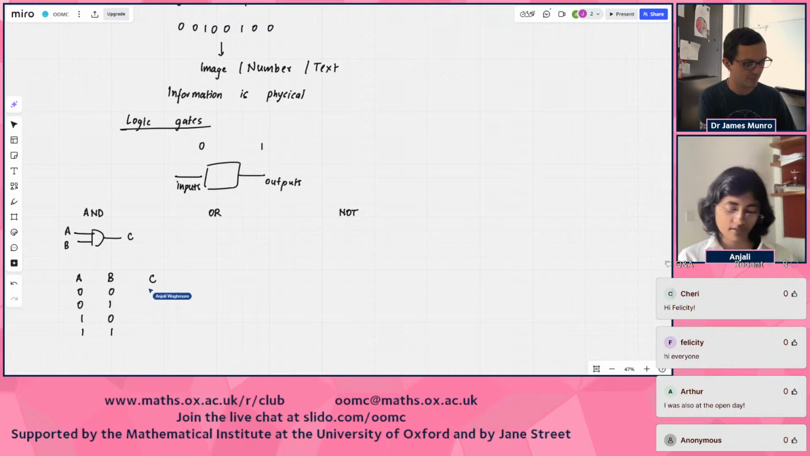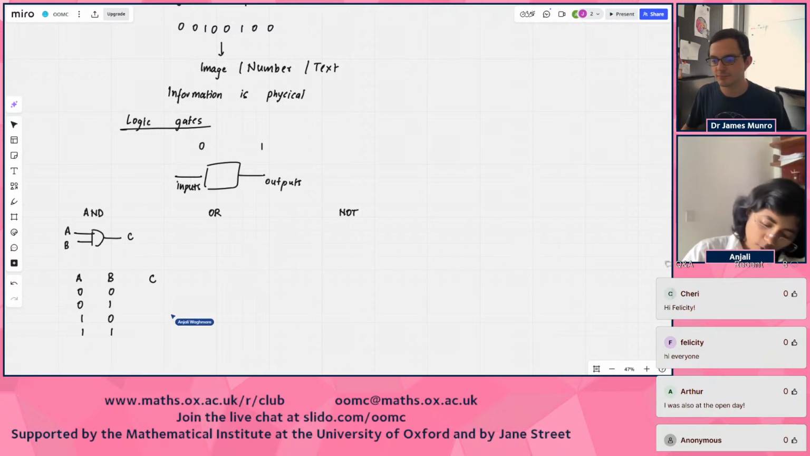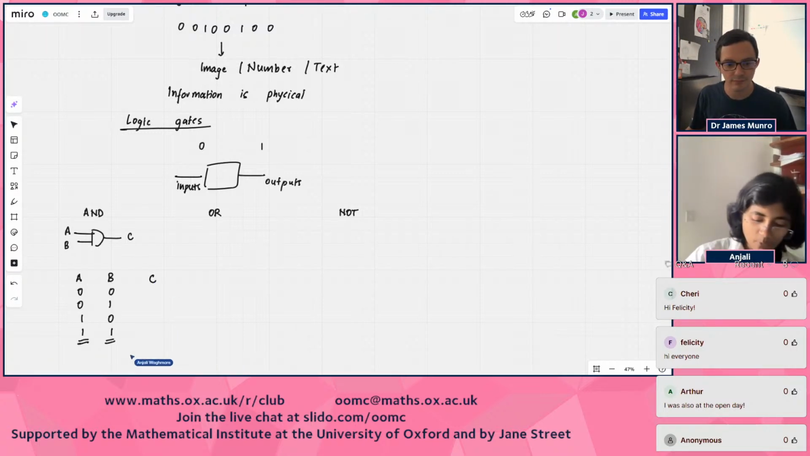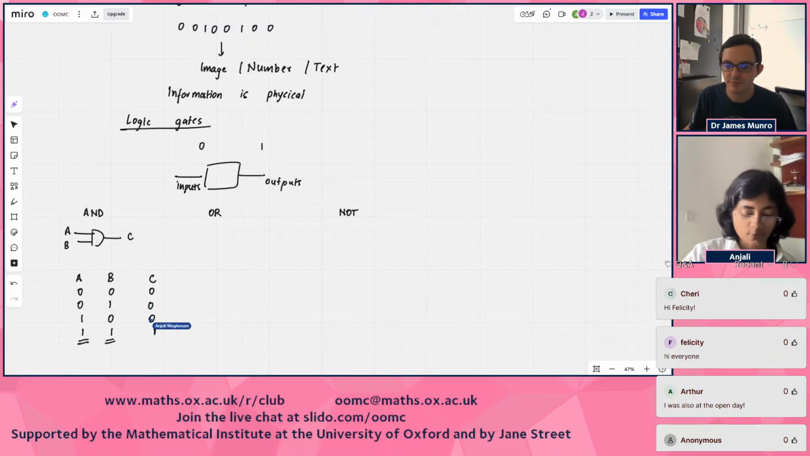And the way the AND gate works is you get 1 as the output only when both of your inputs are 1, which is the final case here. That is the only situation where you get the output as 1, and in all the other situations, you get 0 as the output. And that's how the AND gate is defined.